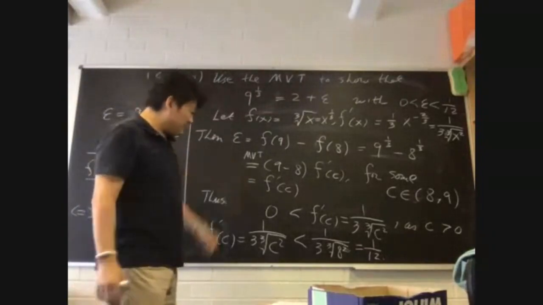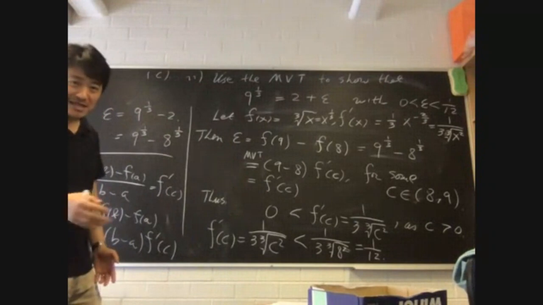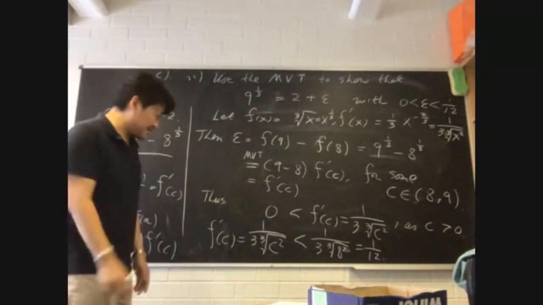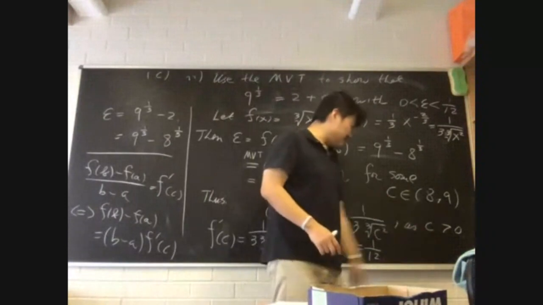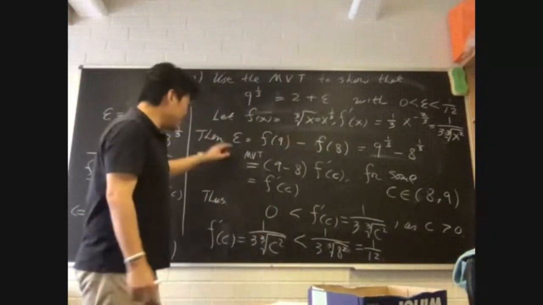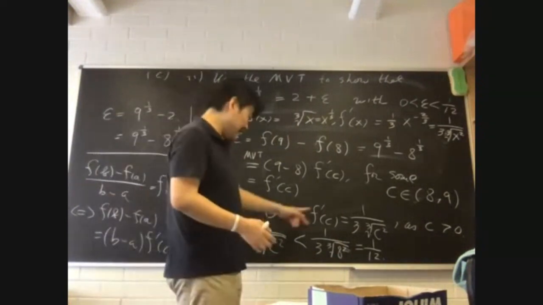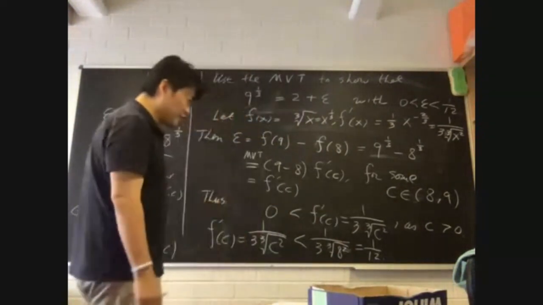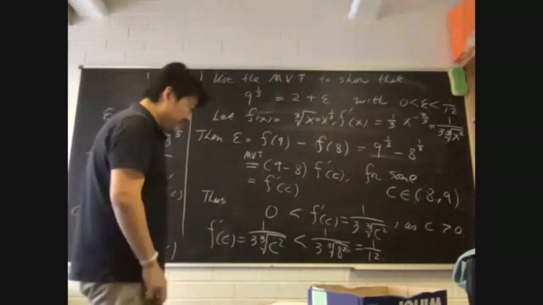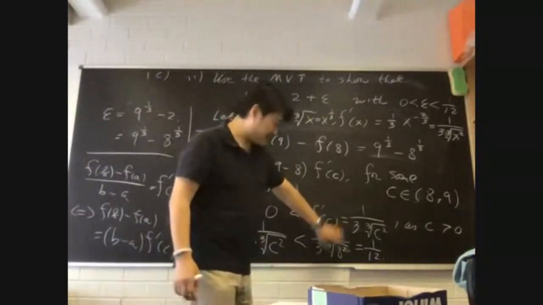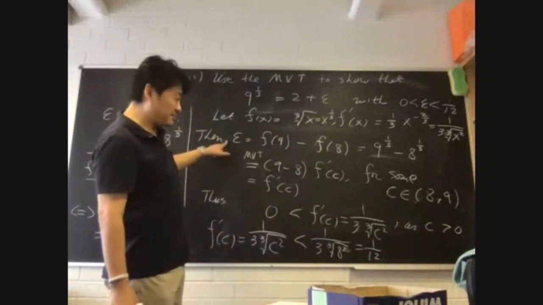Epsilon is the same as f prime of c for some c that's between 8 and 9. I don't know exactly what it actually is, but I know it's at least 8 and at most 9. Epsilon is the same as f prime of c, and for f prime of c, I have an expression: 1 over 3 cube root of c squared, and c is positive, so everything here is positive, right? So f prime of c is positive, which means epsilon is positive.